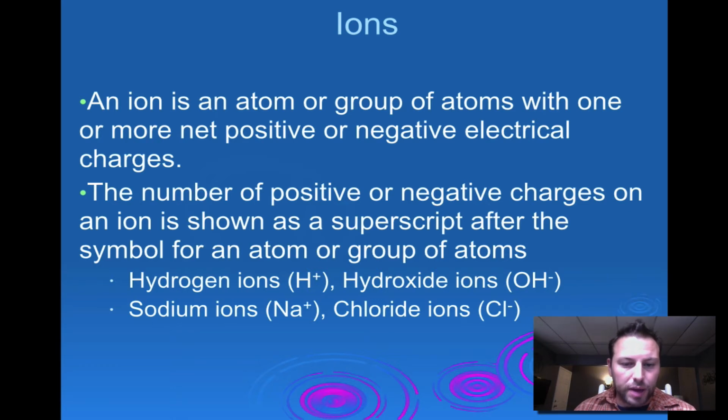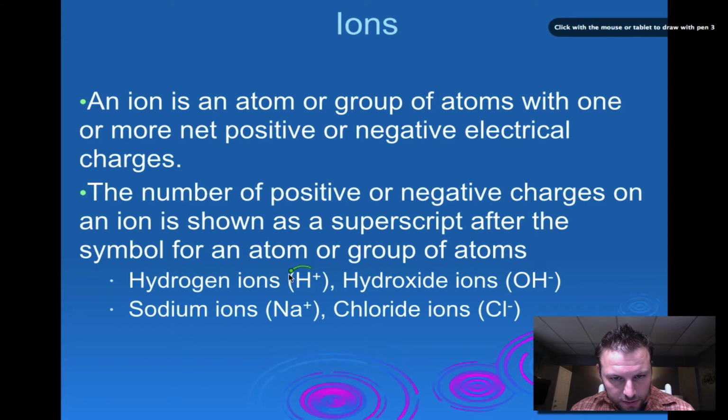We can see here we have hydrogen ions, which have that little positive symbol next to them. It's missing those electrons. Or hydroxide ions, which have more electrons, giving them that negative symbol. And we can see it with the sodium and the chloride ions also.